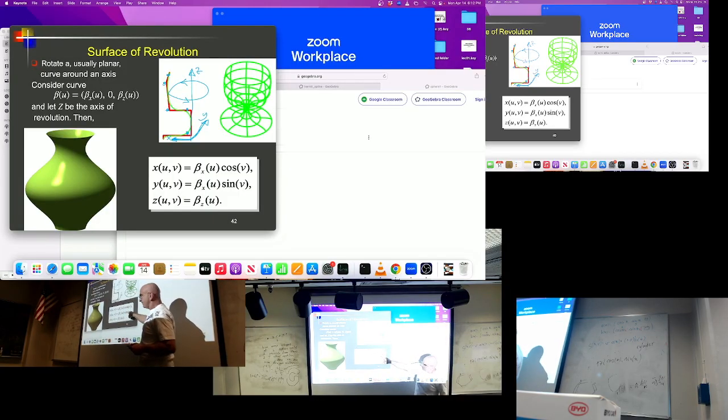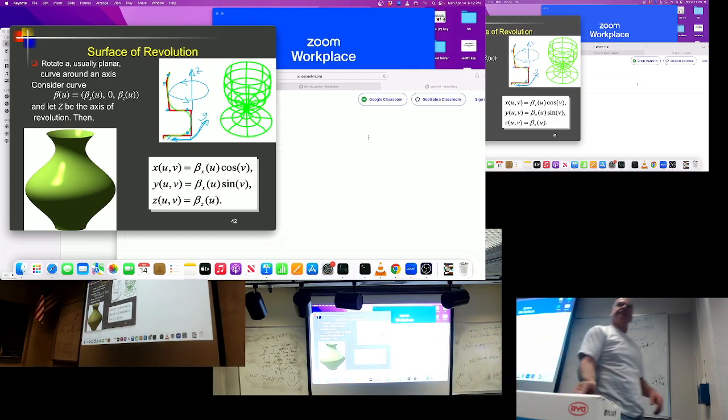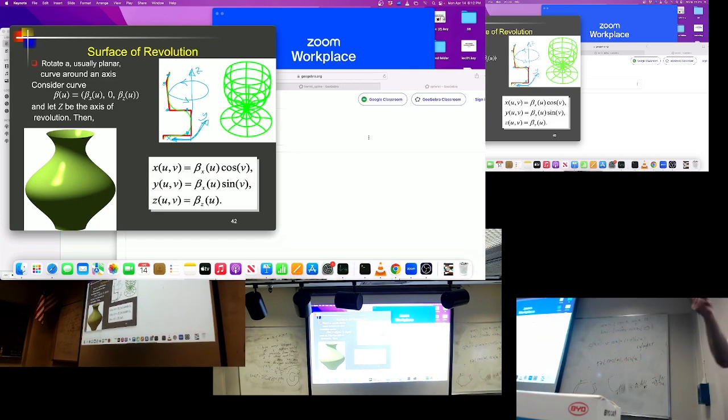And now cosine v, sine v, just do what? Makes a ring out of it, all at the same height. How do I know what's the height? How do I know how high this ring is in the z direction? Beta of z tells me how high is the whole ring. Good. Everybody understand the math behind it?